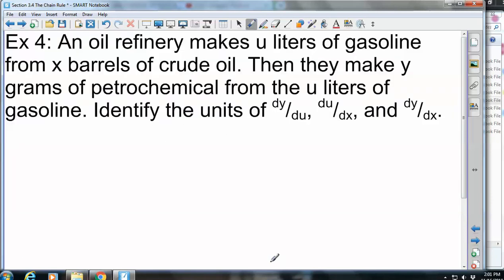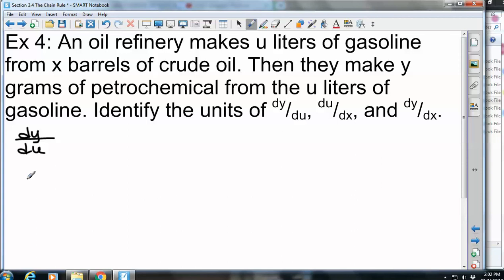We really already said that. I'm going to skip that. I'm going to go to this. This is kind of leading us into a lot of what we're going to be doing in section 3.5. An oil refinery makes U liters of gasoline from X barrels of crude oil. Then they make Y grams of petrochemical from the U liters of gasoline. Identify the units of each of these things.